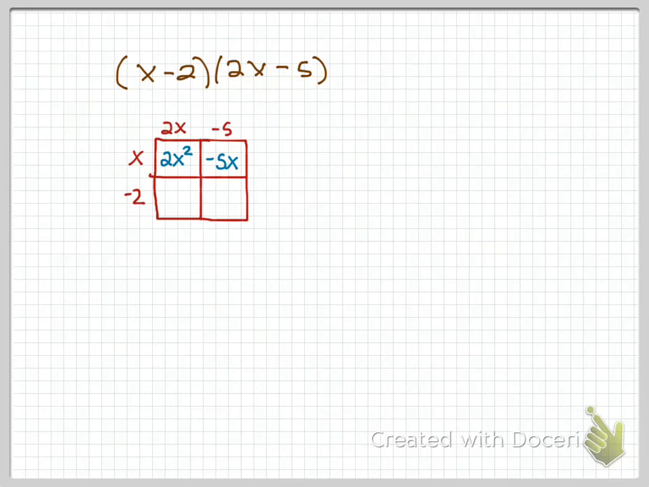Bottom left here is going to be negative 2 times 2x, which is negative 4x. And negative 2 times negative 5 is positive 10. So if I add my x's together here, I'm going to have a negative 9x. So putting the values in order, I have 2x squared minus 9x plus 10, it looks like. And there's my expanded equation.